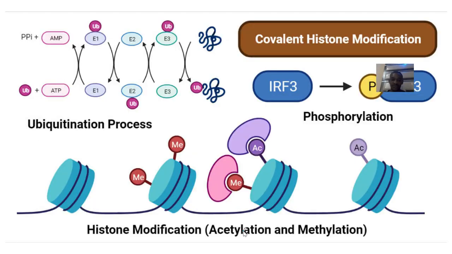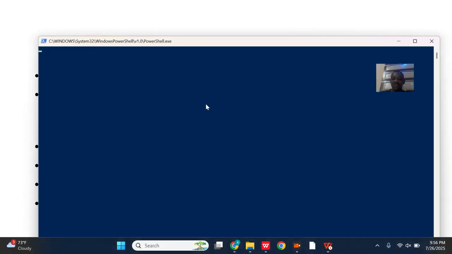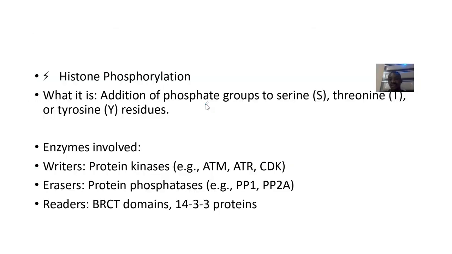Then for phosphorylation, you have the addition of a phosphate group to serine, threonine, or tyrosine residues. The enzymes involved are protein kinases. If it needs to be removed, protein phosphatase will be involved.